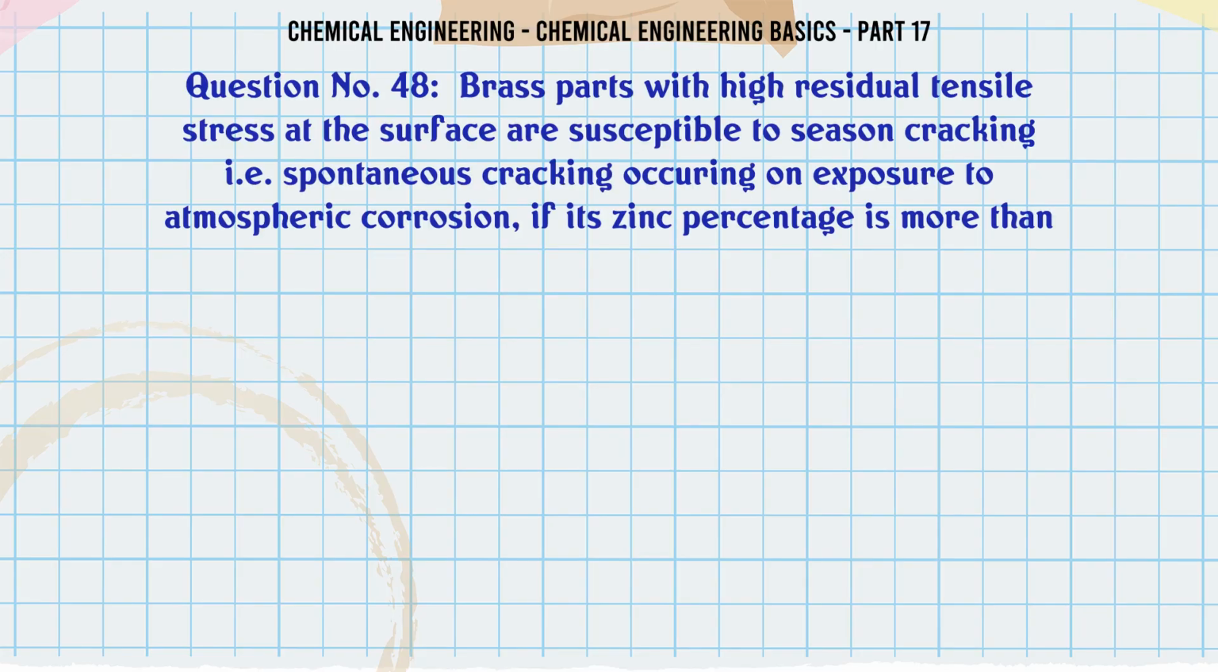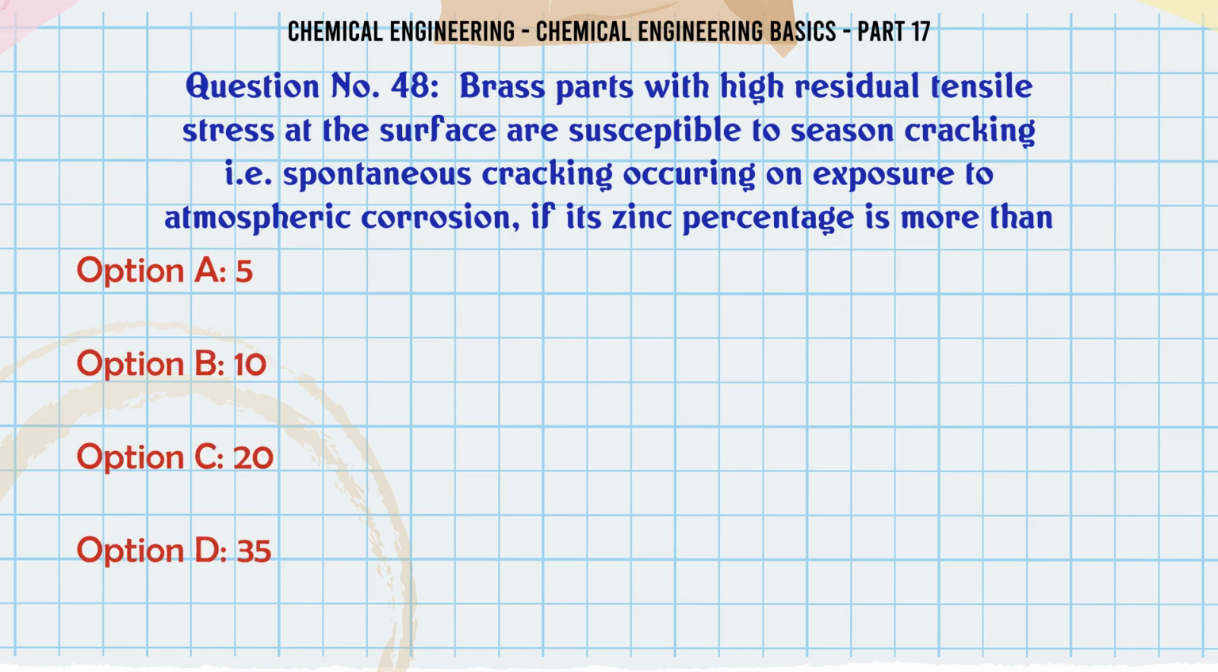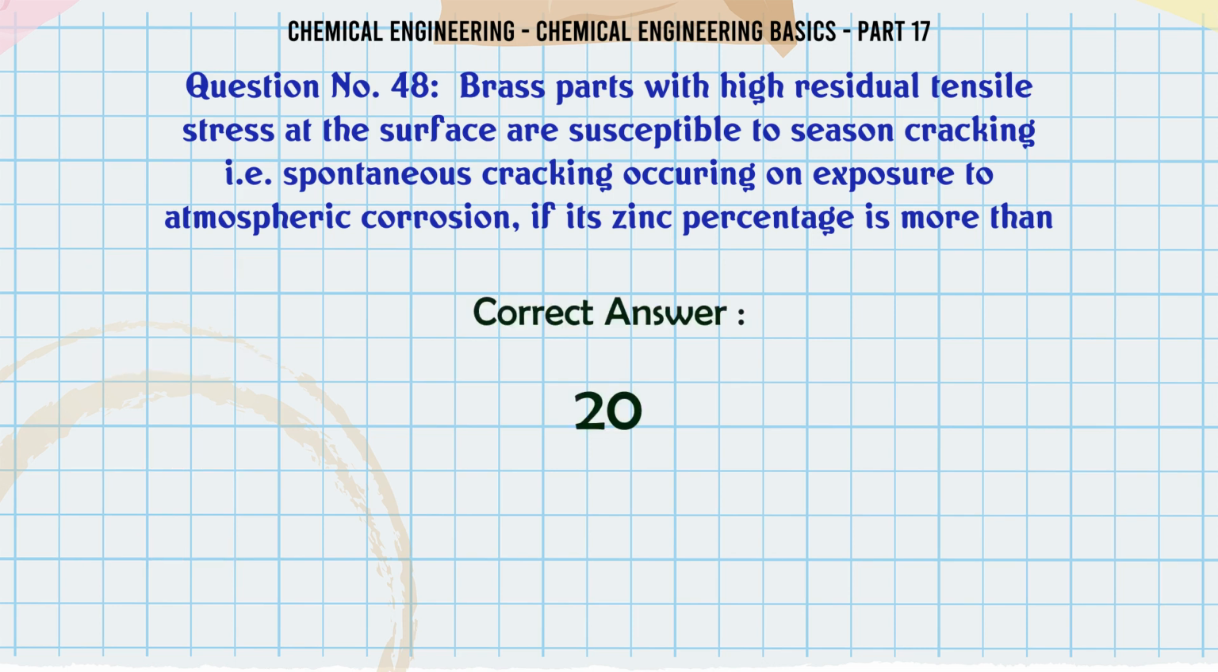Brass parts with high residual tensile stress at the surface are susceptible to season cracking, i.e. spontaneous cracking occurring on exposure to atmospheric corrosion if its zinc percentage is more than A. 5, B. 10, C. 20, D. 35. The correct answer is 20.